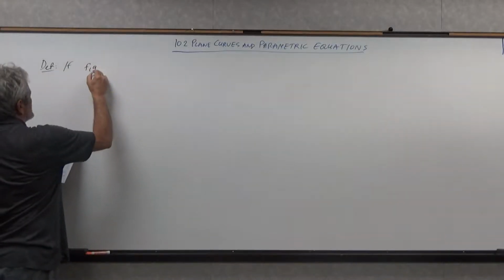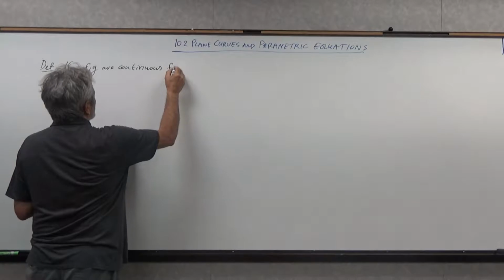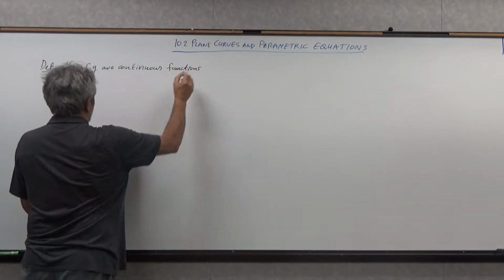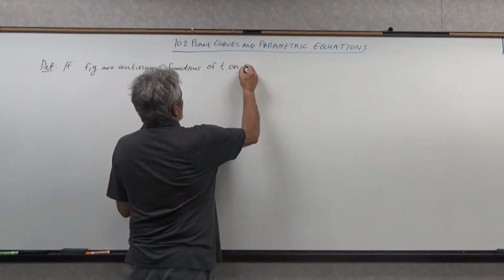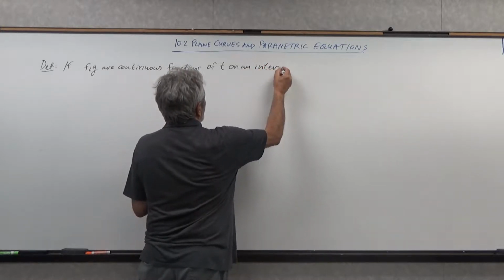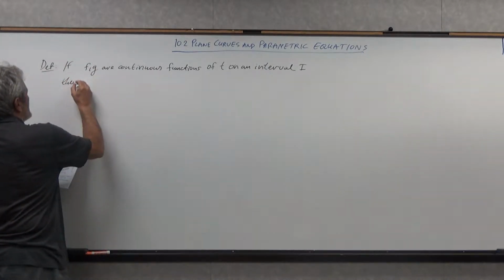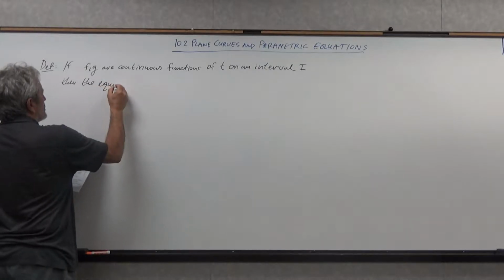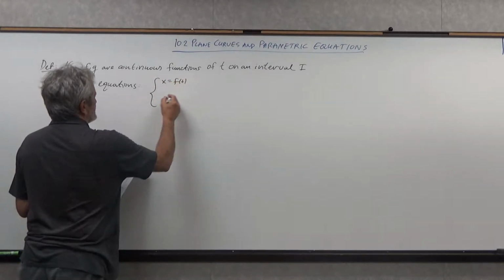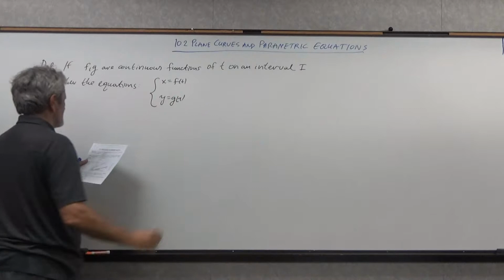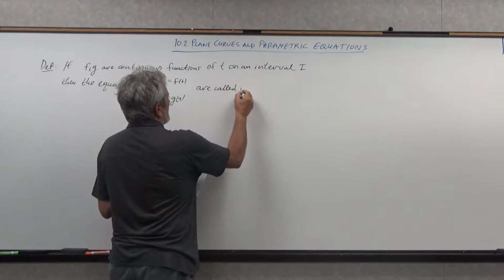If f and g are continuous functions of t on an interval I, then the equations x equals f of t, y equals g of t are called parametric equations.